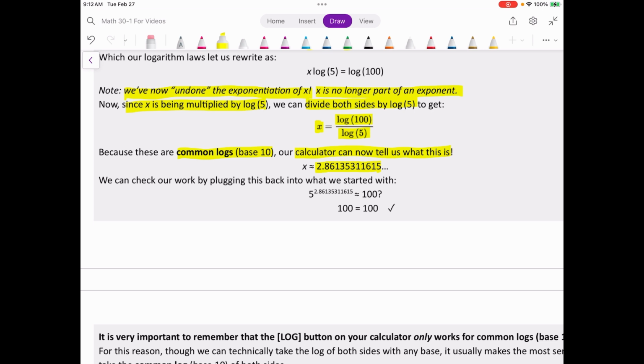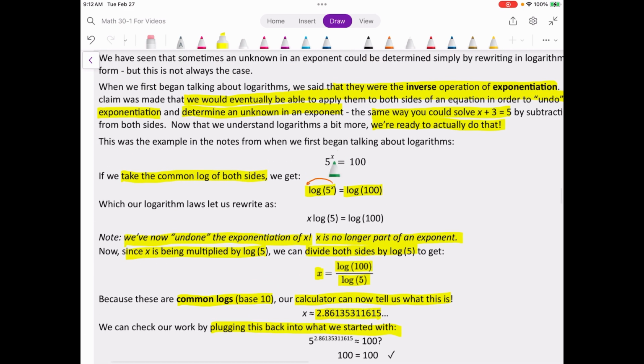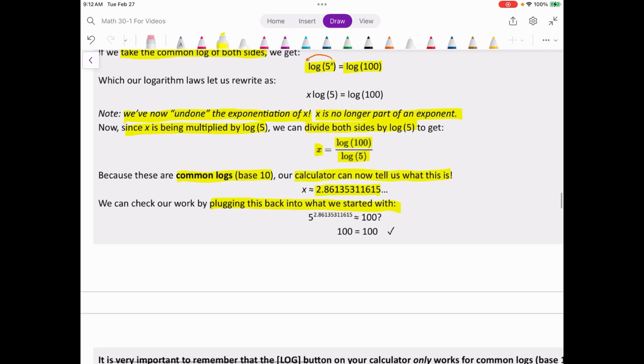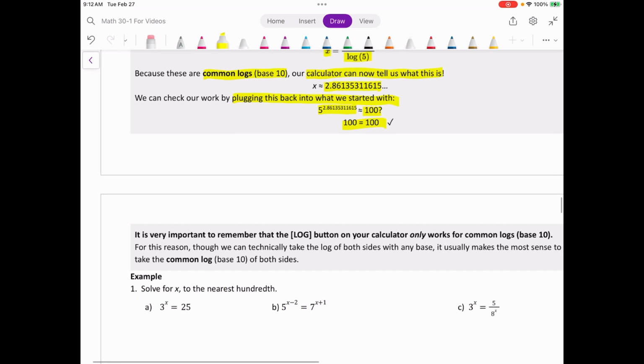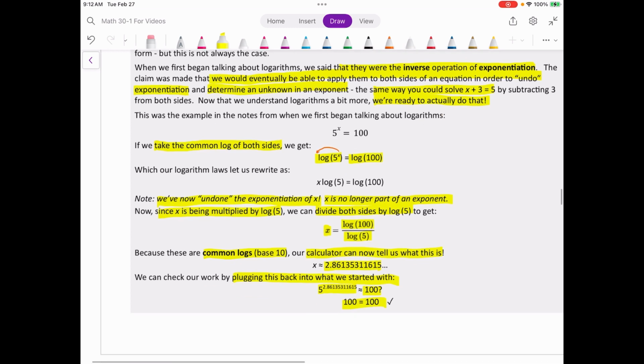And we can check our work, right? Check your work by plugging that back into what we started with. We were trying to figure out what the exponent on x would need to be such that 5 to the power of x equaled 100. If you do on your calculator 5 to the power of 2.86 and so on, does it equal roughly 100? It does, right? So it works. We've solved for x when it was being exponentiated. All it required was for us to take the log of both sides, okay?